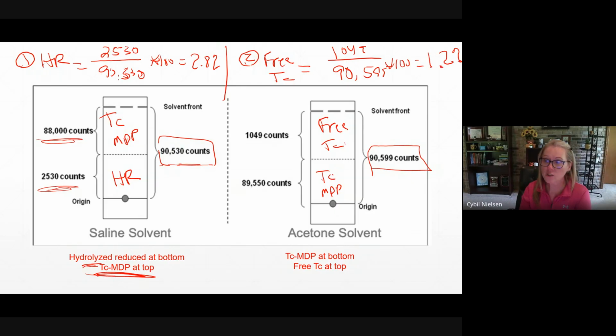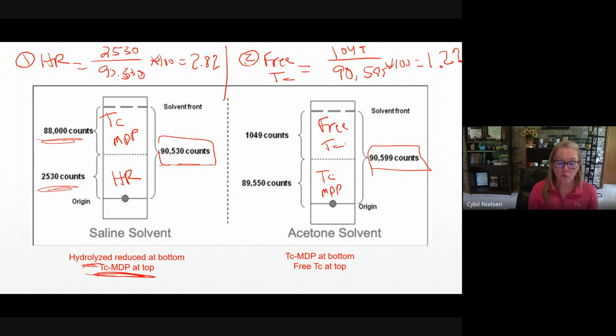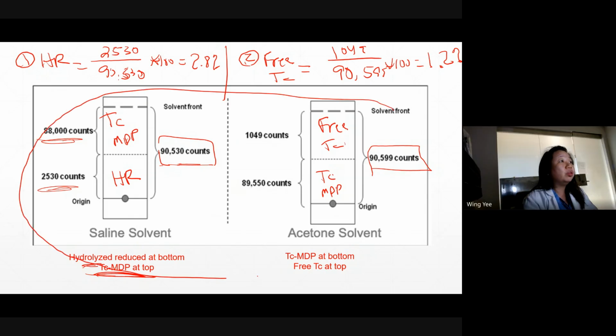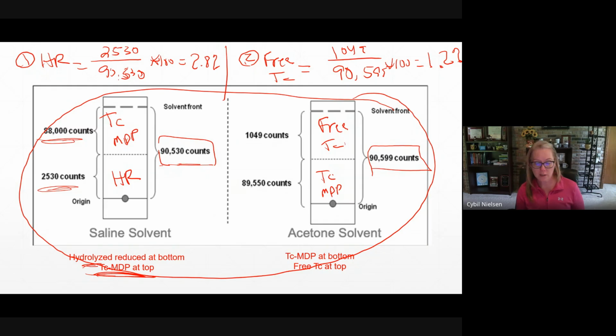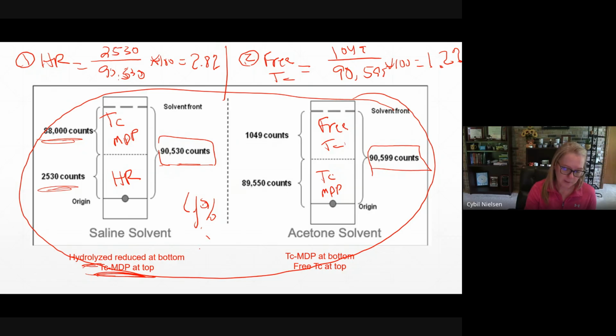All right, so if the question was, what is the percent radiochemical impurity? What would be the answer? This is like the same test. It's a two-strip test. So it'll be 2.8 and then 1.2. So for impurity, yes, we would add those together. So it'd be 4% impurity. And if the question was, what is the percent purity? What would the answer be? So it'll be 96%. You got it, 96%.